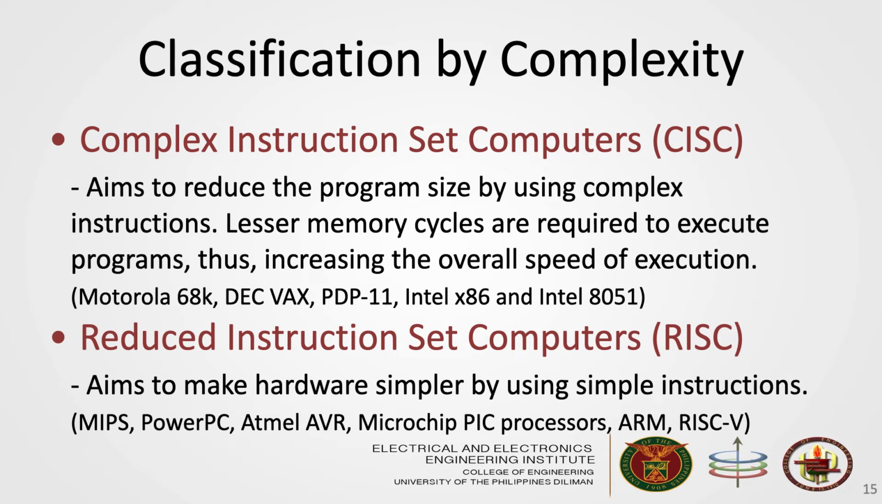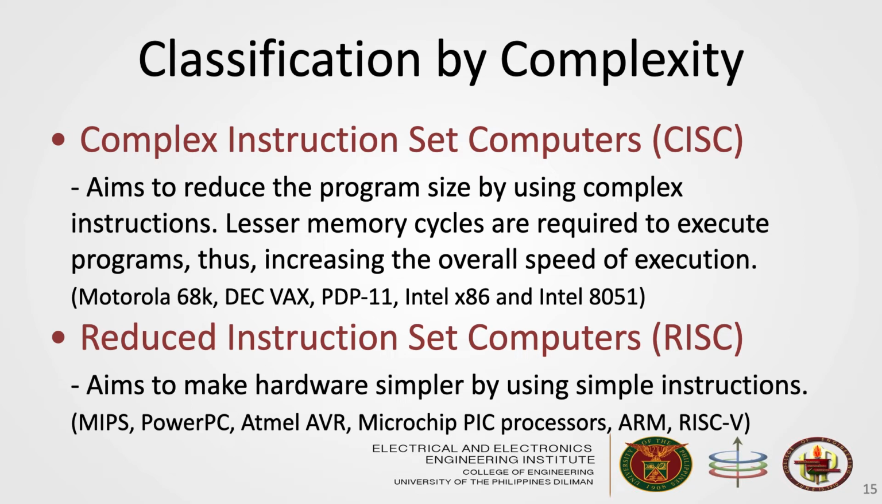Another classification of architectures is based on its complexity. The two popular architectures here are the CISC and RISC architectures. The Complex Instruction Set Computers, or CISC, is a computer architecture that aims to make program size smaller using complex instruction set. The idea is to increase the overall speed of execution by requiring fewer memory cycles to execute the programs. Some processors that use CISC architecture are Motorola 68K, DEC VAX, PDP-11, and Intel's x86 and 8051.